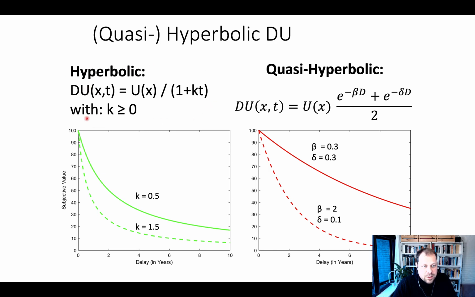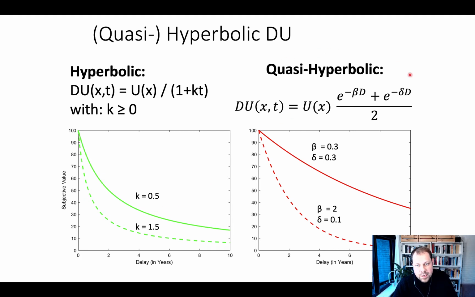In hyperbolic discounted utility, we basically measure the discount factor via this parameter k here, which is in the denominator of this equation here. So subjective value here is computed via this equation here, and as you can see, as the k value increases, we actually have steeper discounting, specifically at the beginning for shorter delays.